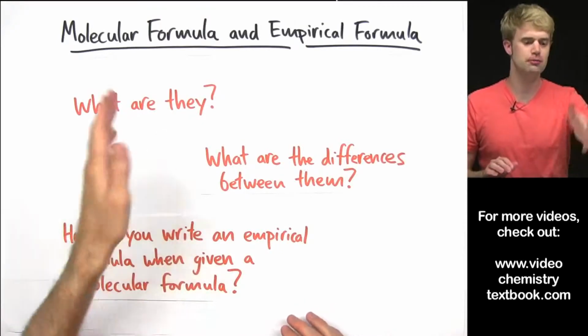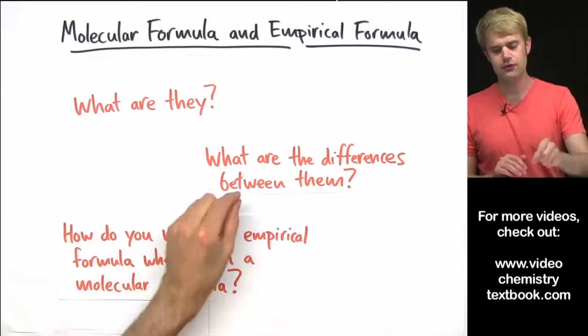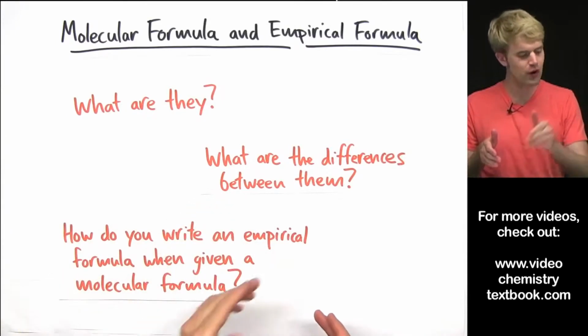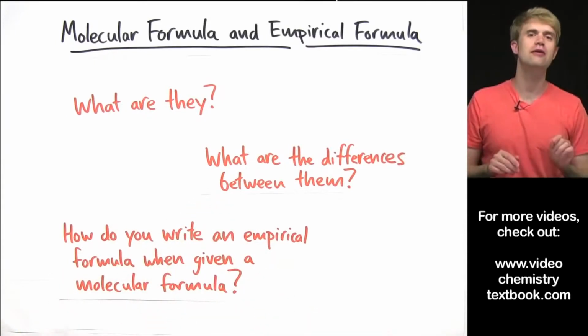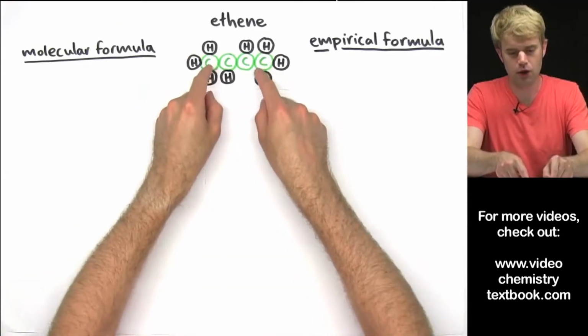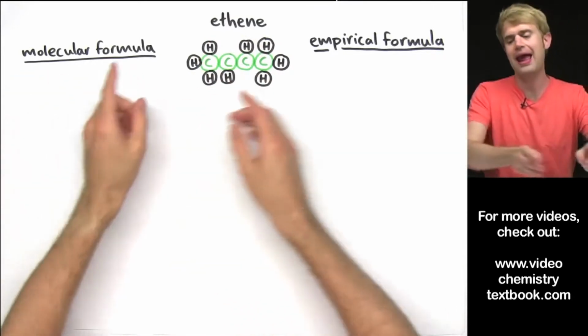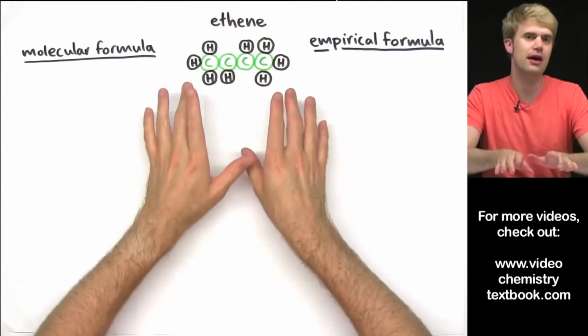This is an introduction to molecular formula and empirical formula. We'll talk about what they are, what the differences are between them, and we'll learn how you write an empirical formula when you're given a molecular formula to start with. Here's a molecule of the compound ethene. Let's see how to write a molecular formula and an empirical formula for ethene.